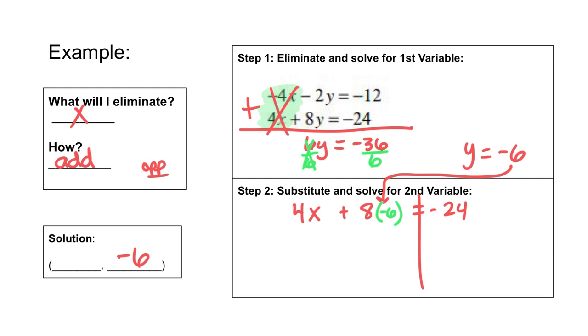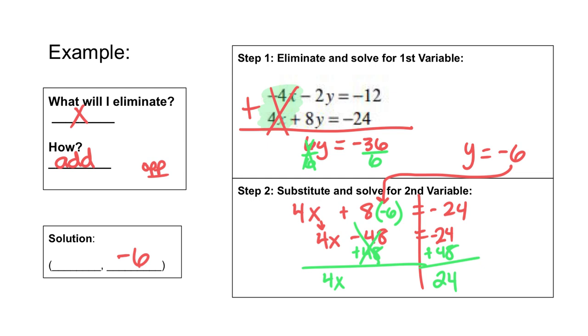We're going to start by multiplying. So I have 4x comes down. 8 times negative 6 is negative 48. This side's still negative 24. And then we can add the 48, because that's the inverse of the subtraction. Negative 24 plus 48 is positive 24. I didn't really give y'all enough room for this. I apologize. And then we divide both sides by 4. And so x will equal 6.